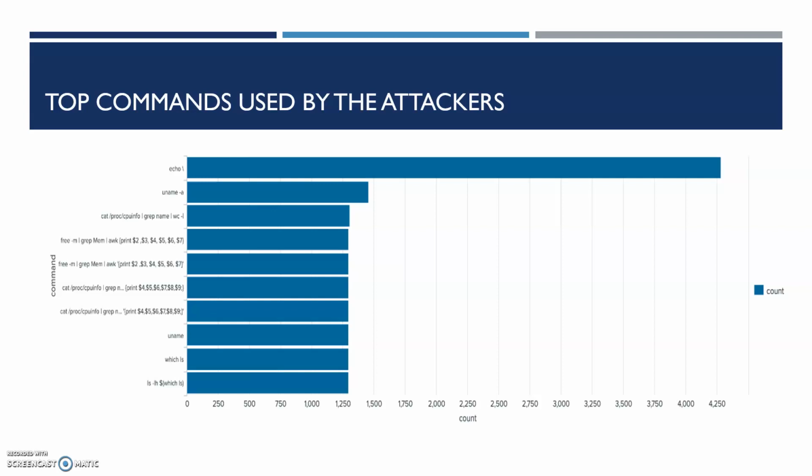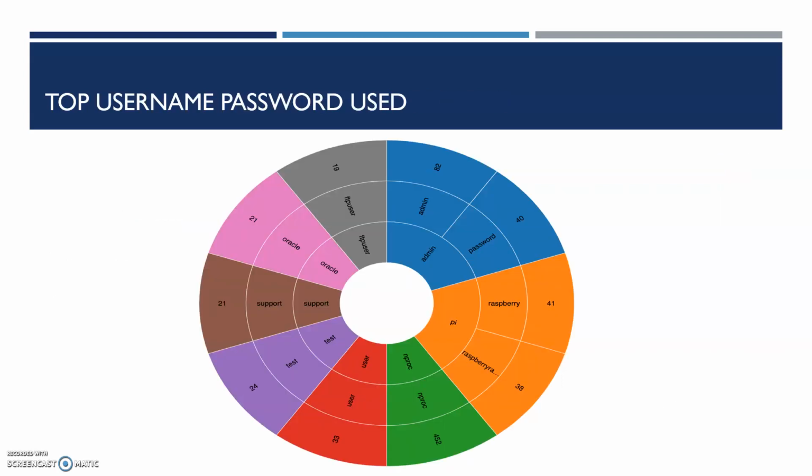Now the uname command was also used. What it does is basically report basic information about a computer's software or hardware. So they probably use this to retrieve information about our honeypots that they thought was a proper system.